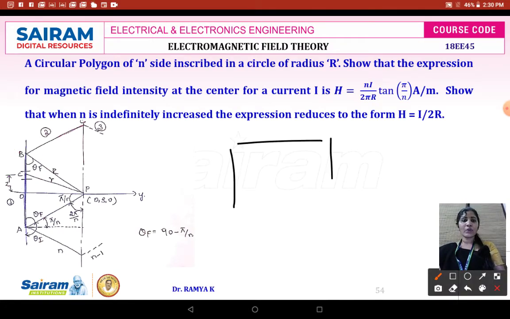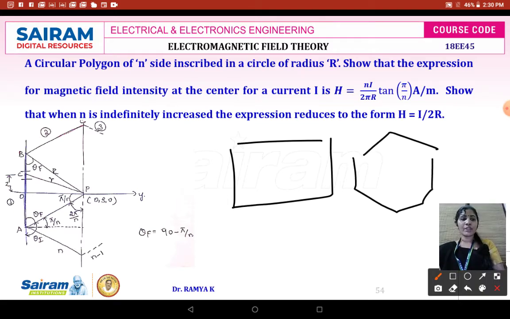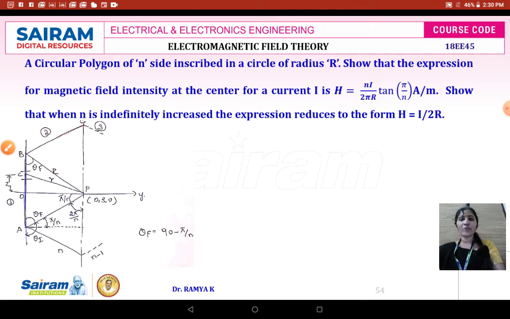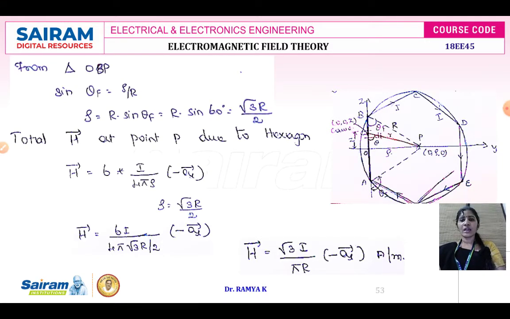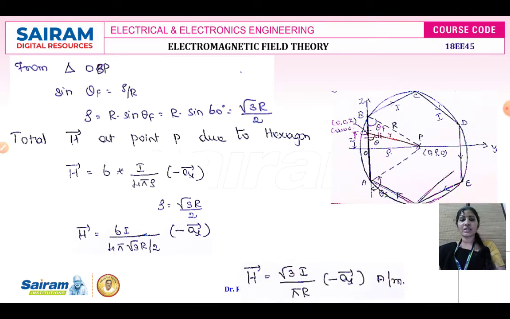Now, in the previous first problem, we have seen about the square. In the second problem, we have seen about the hexagon. In the third problem, here we are going to see about the n-side polygon. N-side polygon means we don't know the number of sides. The general formula is I divided by 4 pi rho into cos theta f minus cos theta I. That is going to be the general formula as we discussed in the previous derivation.